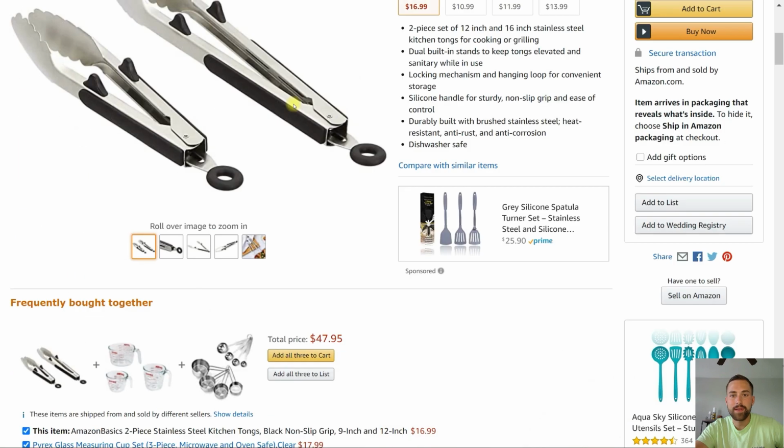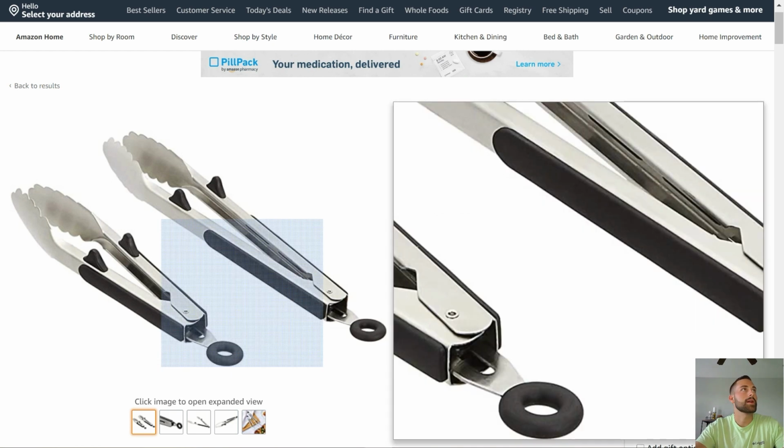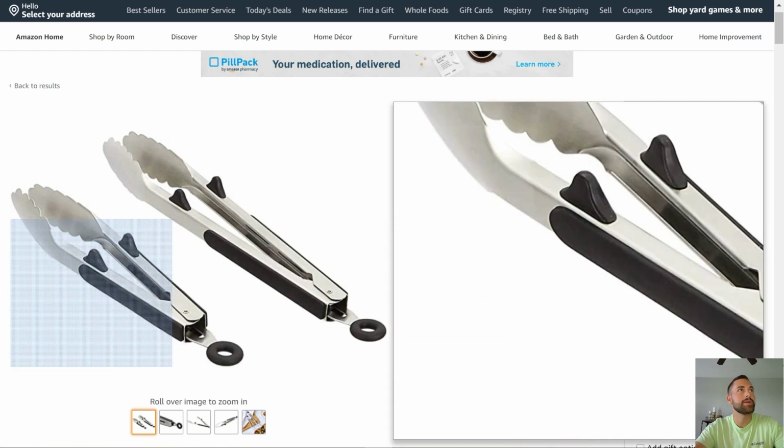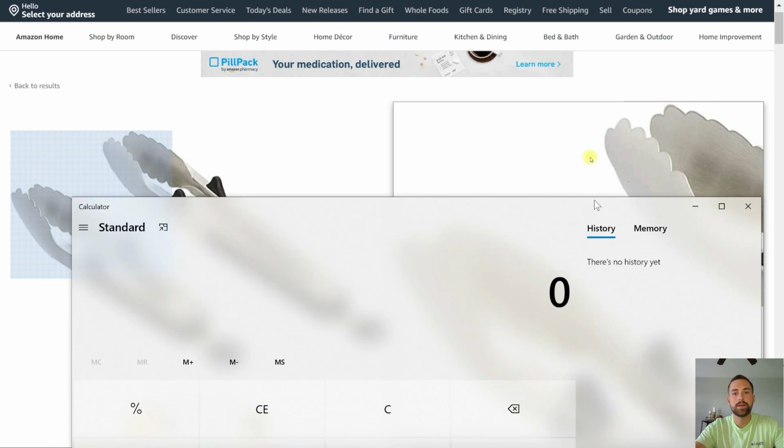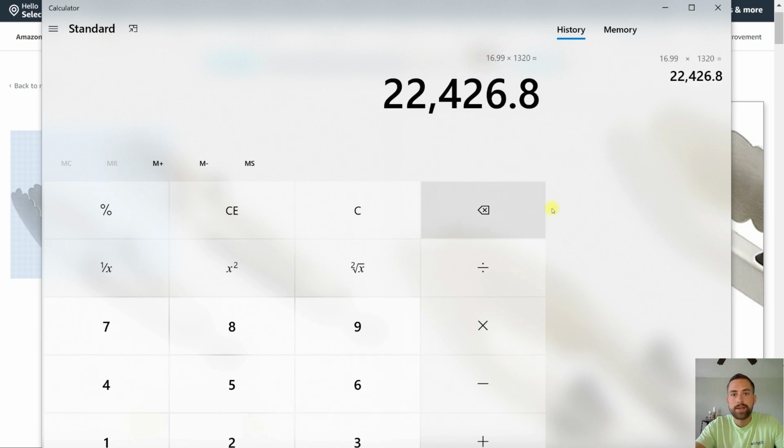So with this product, they have it listed as the 2-piece set, which is what we had clicked, $16.99. So we'll get our calculator here just to get an idea of the revenue. And you guys are going to be amazed. Wait till you see this. $16.99 times 1,320 was what it was. So they're making $22,426.80 per month in revenue.